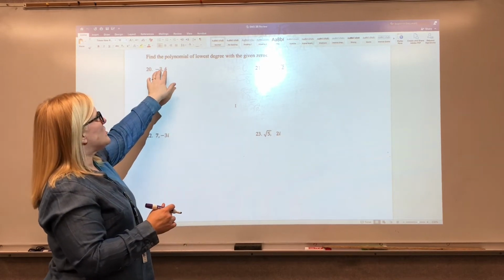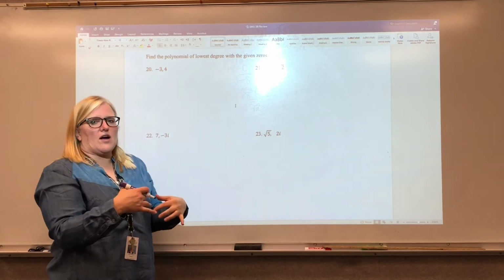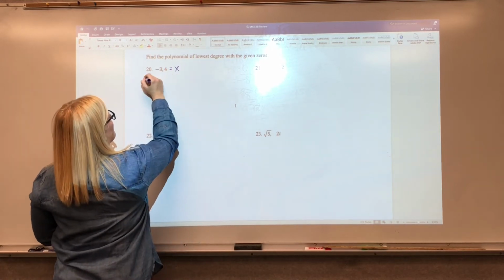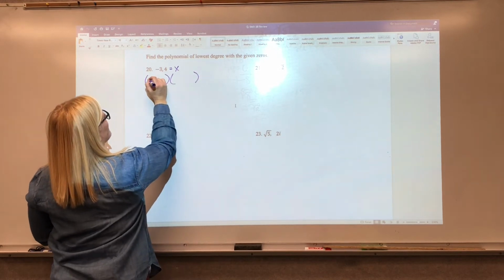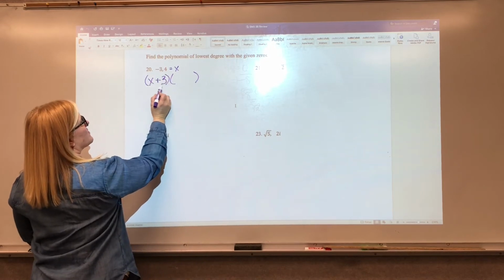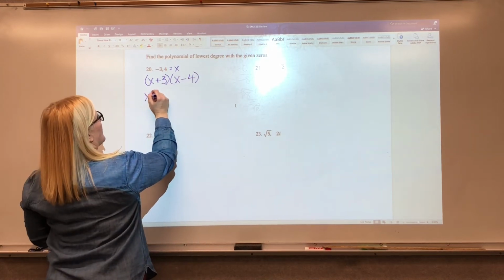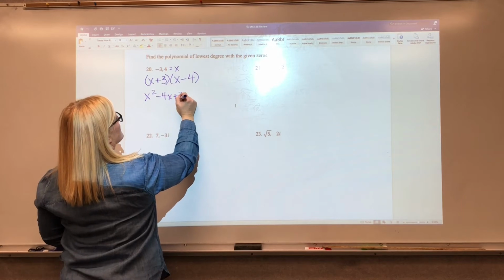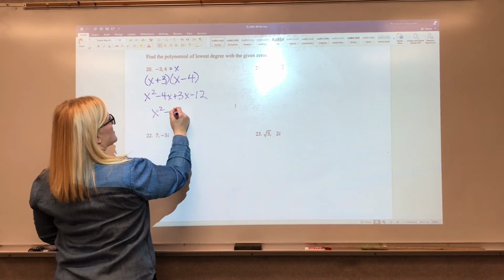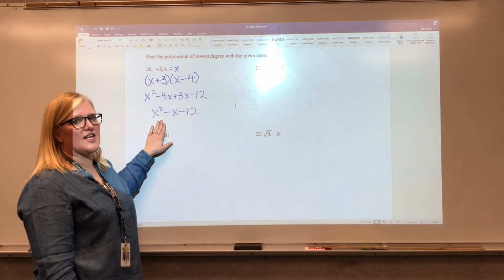All right, so if these are the roots of my polynomial, then I'm going to be working backwards from what I've been doing, okay? So if these are my roots, then this is going to be x plus 3, right? Because -3 plus 3 gives me 0. And I'm going to have x minus 4. And now I just need to multiply. So x squared minus 4x plus 3x minus 12. Combine like terms, x squared minus x minus 12. So that's the answer to that one. Don't make that harder than it is.